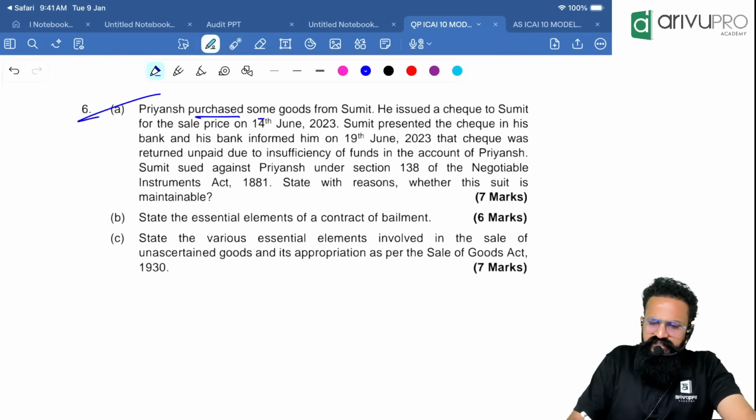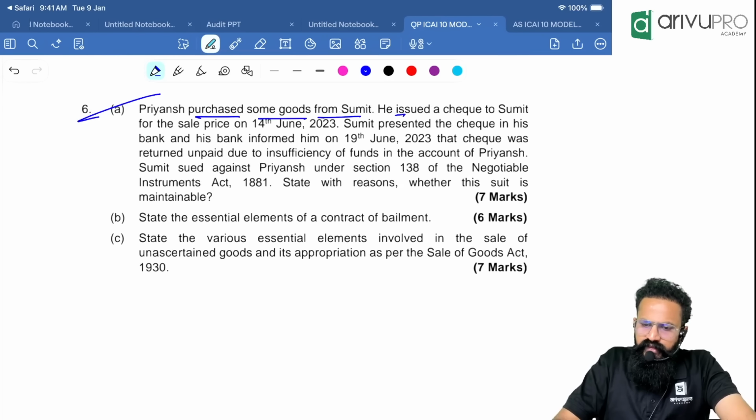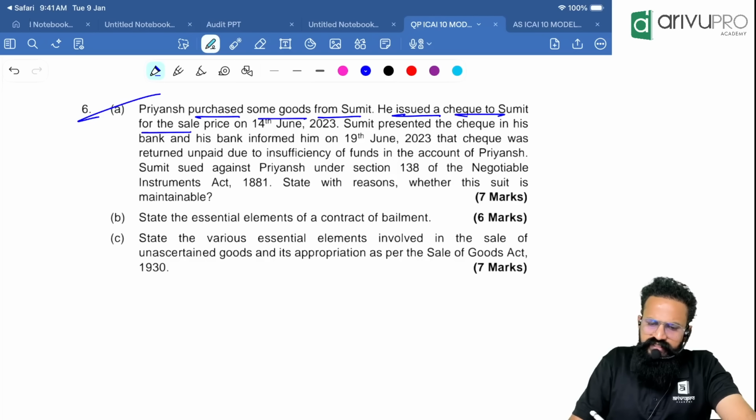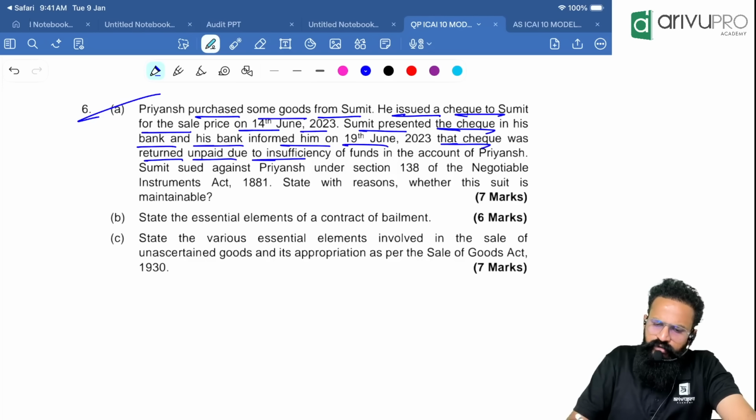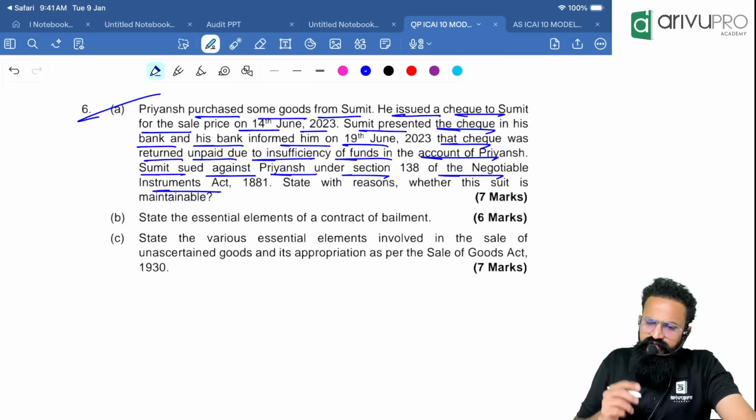Priyansh purchased some goods from Sumit. He issued a check to Sumit for the sale price on 14th June 23. Sumit presented the check in his bank and his bank informed him on 19th June 23 that the check was returned unpaid due to insufficiency of funds in the account of Priyansh. Sumit sued against Priyansh under Section 138 of the Negotiable Instruments Act 1881. State with reasons whether this suit is maintainable.